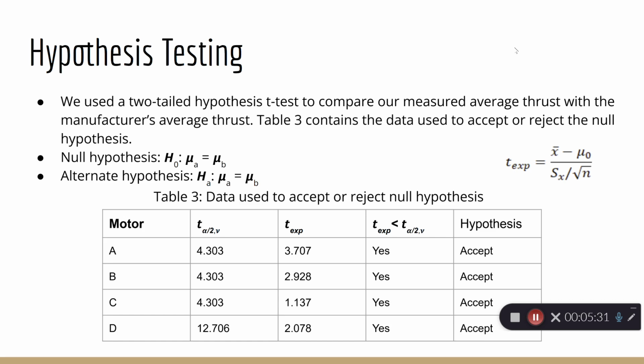We use a two-tailed hypothesis t-test to compare our measured average thrust with the manufacturer's average thrust. Table 3 contains the data used to accept or reject the null hypothesis, which is that the average for our measurement equals the average of the manufacturer's measurement. Based on our t experimental values and the t actual values found in our confidence interval, we do not reject the null hypothesis.